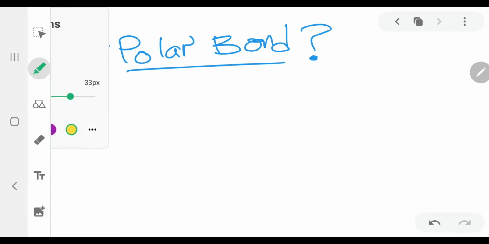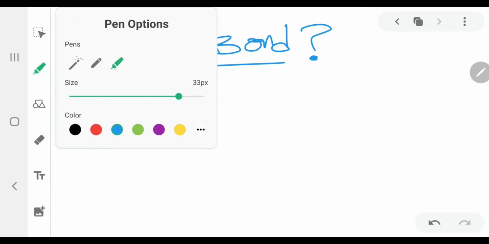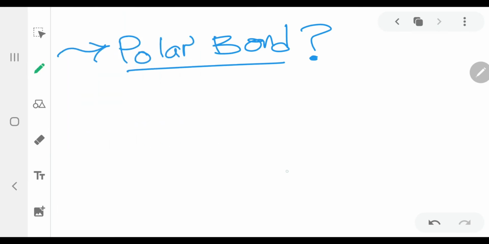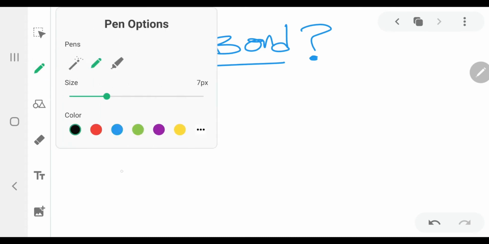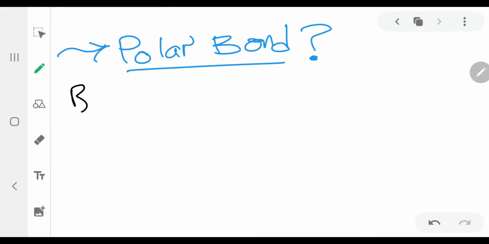So to start learning about polarity, first of all, you need to know what is meant by a polar bond. You need to identify the polar bond in your molecule. You need to know whether your molecule has a polar bond or not. So I'm going to take a few examples over here. We're going to start with the bromine molecule.